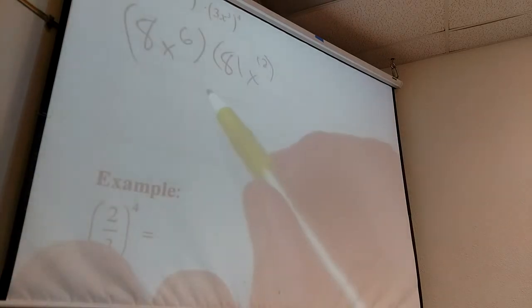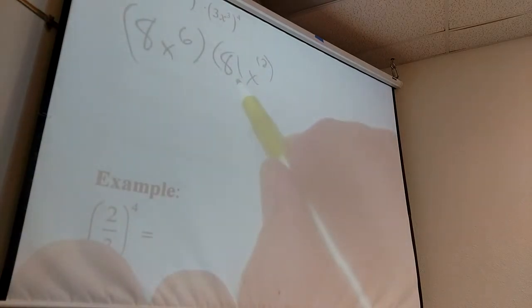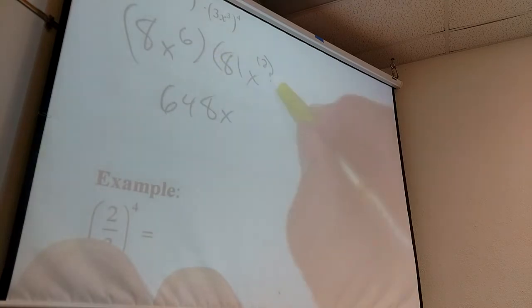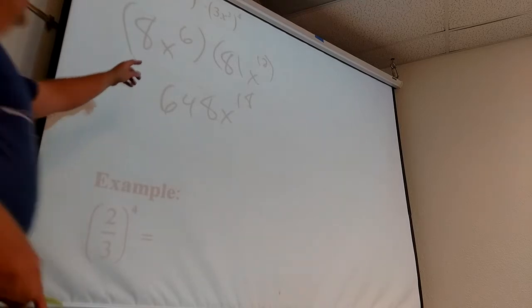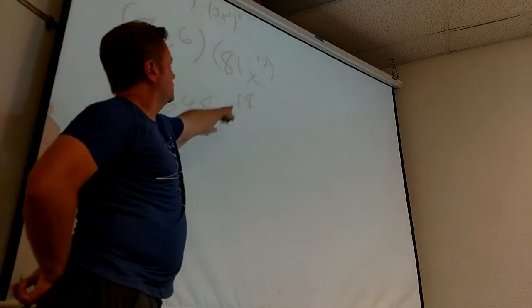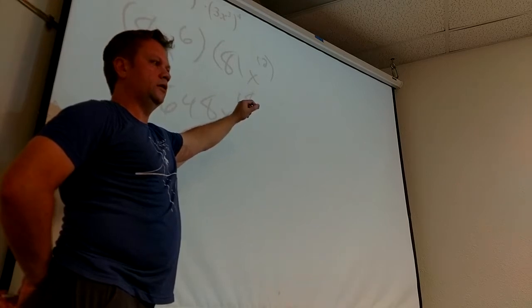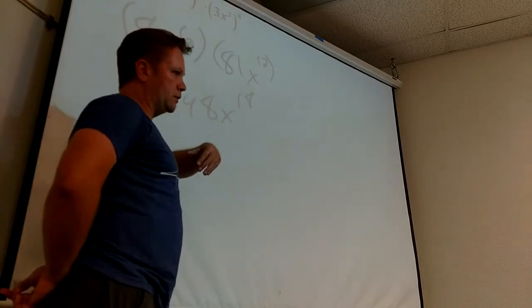What's 8 times 81? 8 times 8 is 64. 8 times 80 is 640. 8 times 1 is 8, so that's 648. X to the what? 18. Well, it's going to suck until you get more used to it, right? 6 x's, another 12 x's makes 18 x's, of course. You don't multiply 6 and 12 because you don't have something being raised.